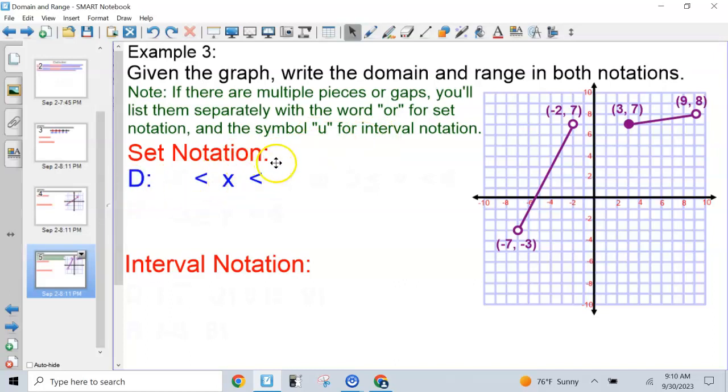I write less than sign, x, less than sign. So for this first piece, it goes left all the way to -7 for x. It goes right all the way to -2. And there's a gap right here. It doesn't keep going. It's missing all these x values. So I'm going to write the word OR.